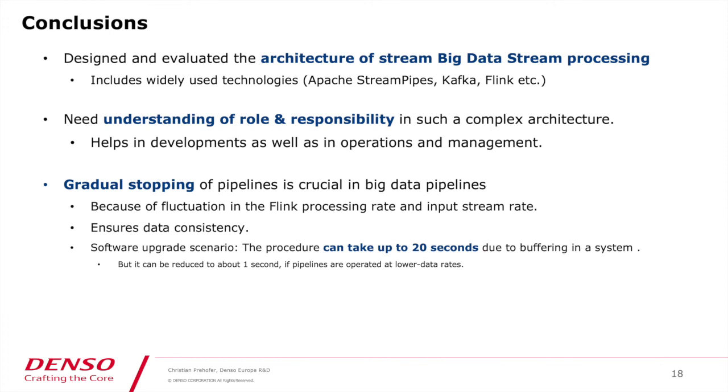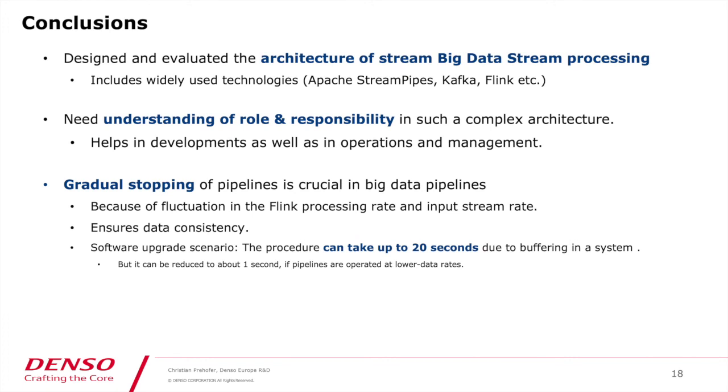StreamPipes to define, execute, and maintain stream processing pipelines with use cases from vehicle data analysis. Our first contribution is to design and evaluate the architecture of big data stream processing systems with a stack of widely used technologies, including Apache Flink, Kafka, Kubernetes, and the service mesh Istio. Furthermore, we elaborated the responsibilities of our complex architecture and the role division of each component, and showed how it could be helpful in development as well as in operation and management of such a system.